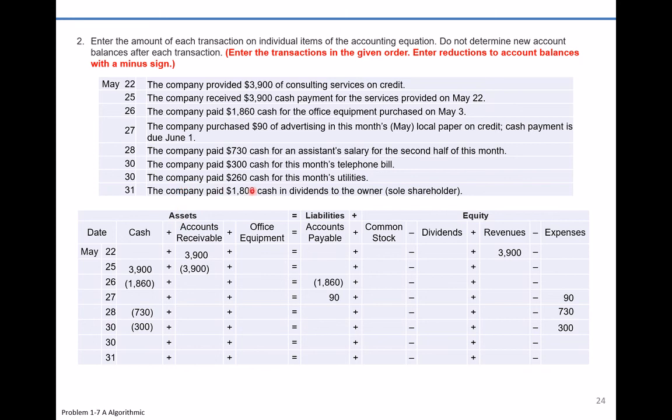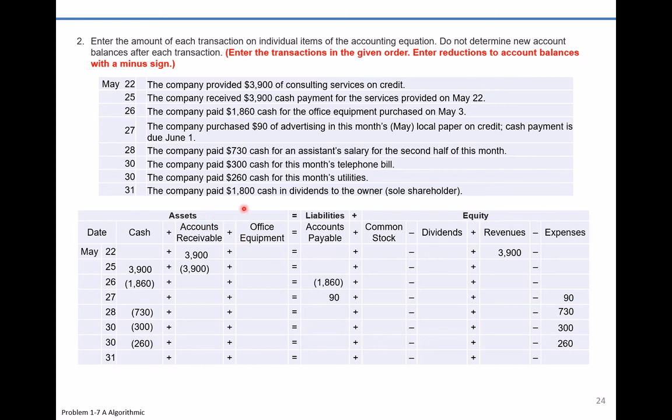The company paid $260 cash for this month's utilities. What will be the 2 accounts involved? Really similar to what we just did. Well, hopefully you said cash and expenses. What's going to happen to cash? It's going to go down by $260. And expenses, the utility expense lumped into all expenses, will go up by $260. Perfect. Now the very last one.